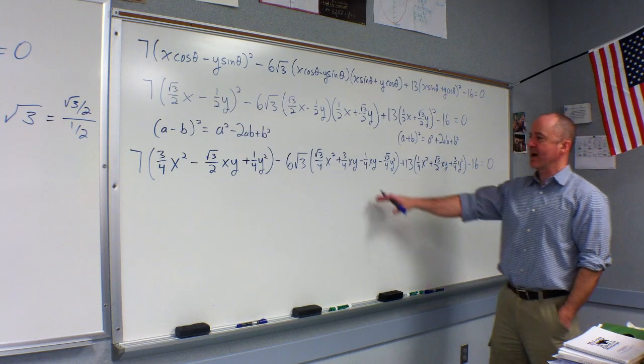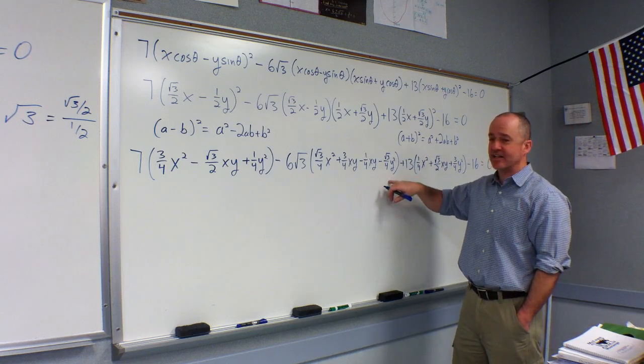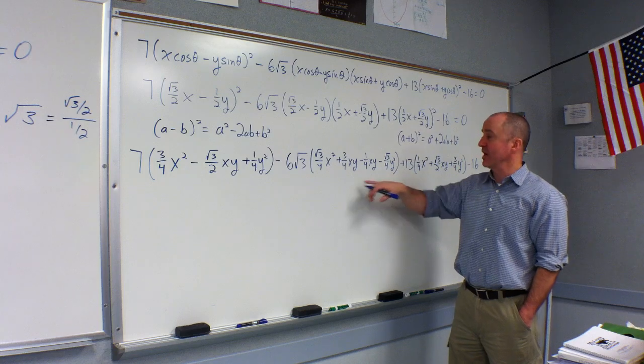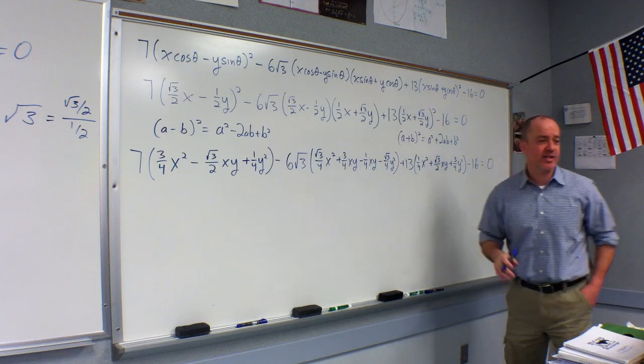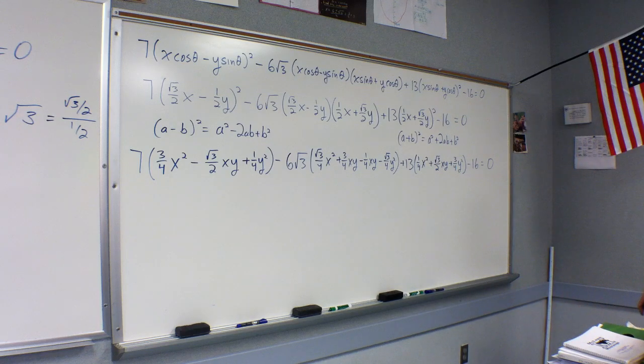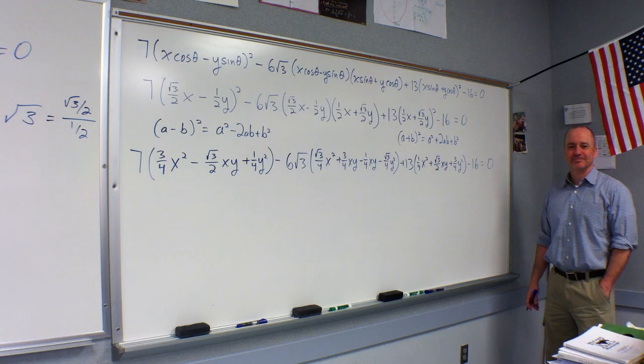When I'm foiling, this is the one case where I always make sure I go first, outer, inner, last, and write everything out. Because if these xy terms don't disappear in a few steps, we have to go back and figure out why not. And the less carefully you've written down that information, the longer that's going to take.